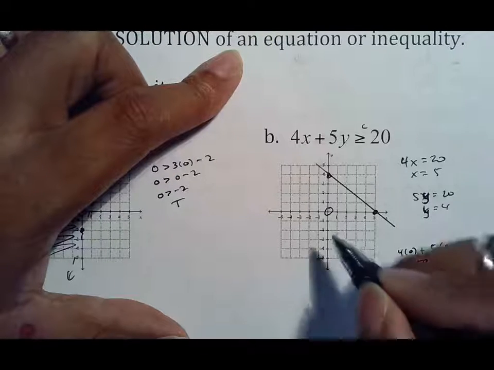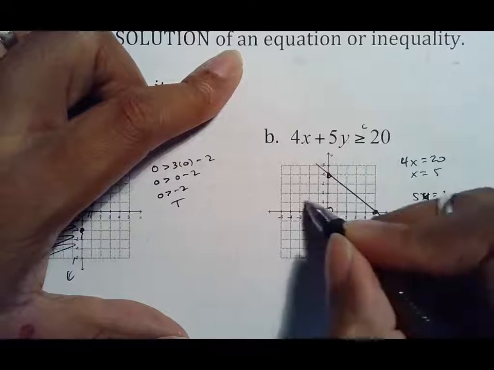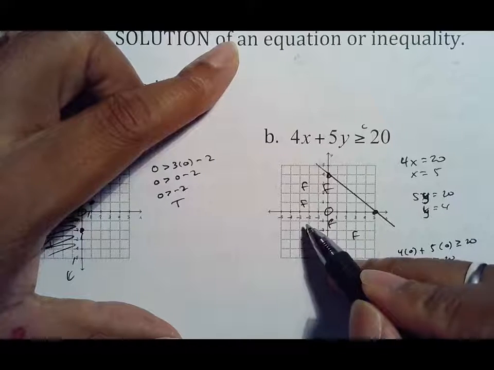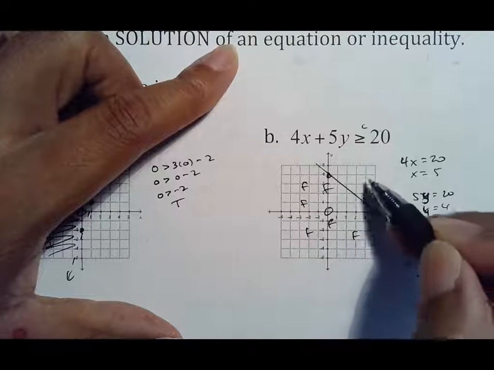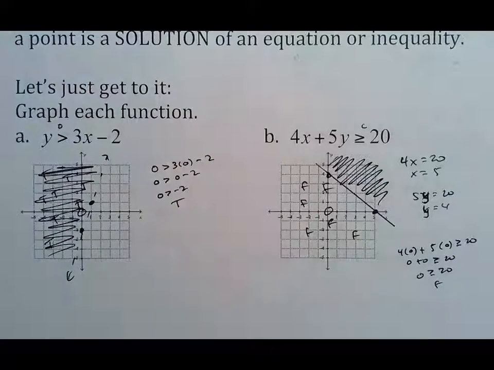No, it is not. That is false, which means everything on this side, because remember, this separates everything true from everything that's false, is false. Which means I don't want this side, because if everything on this side is false, that means everything on the other side is what I'm looking for that will be true. All right.